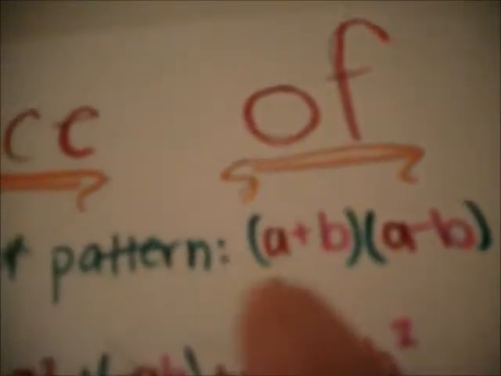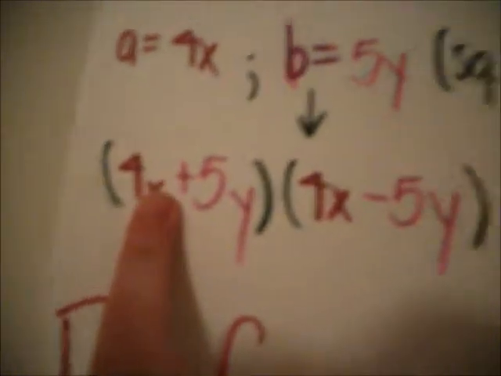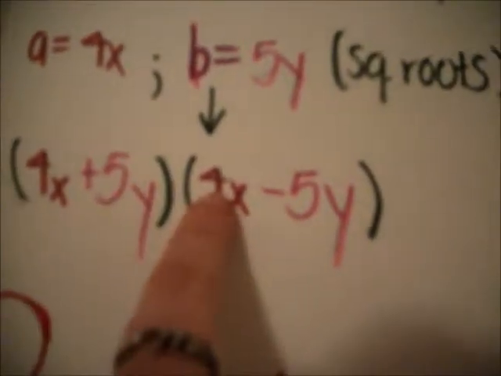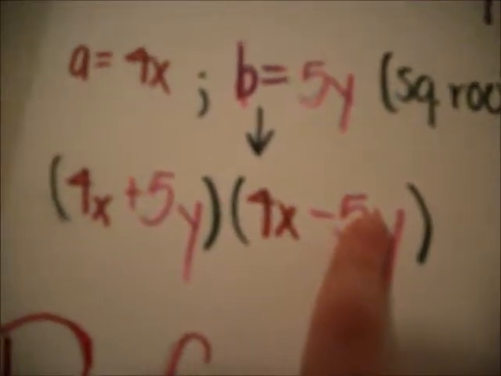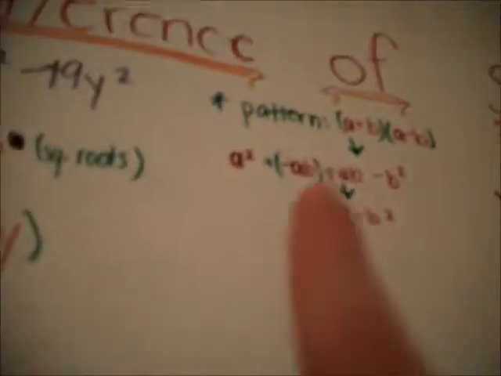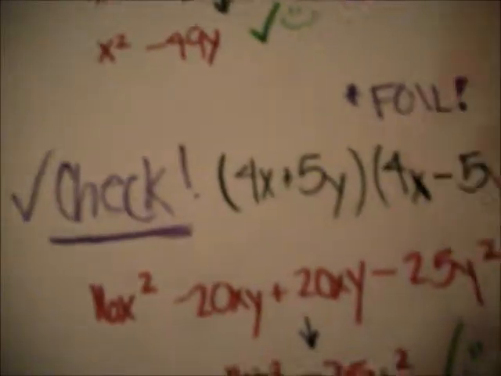Now referring to the pattern up here, a plus b multiplied by a minus b. So this simplified is 4x plus 5y multiplied by 4x minus 5y, which is a plus b multiplied by a minus b, which is that. Okay, that's it. And to check the problem, we use FOIL again.